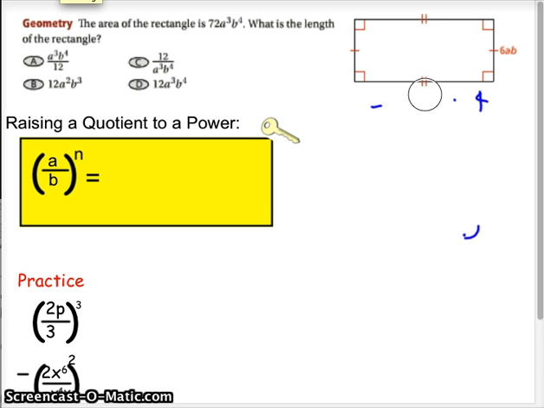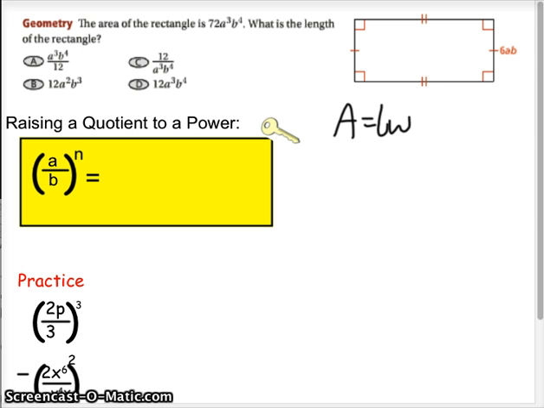Looking at our next one, a geometry connection. The area of the rectangle is 72a to the 3, b to the 4. What is the length of the rectangle? All right, so this one I really like. It gets back to geometry. So we know the area of a rectangle. We know that the area of a rectangle is length times width.